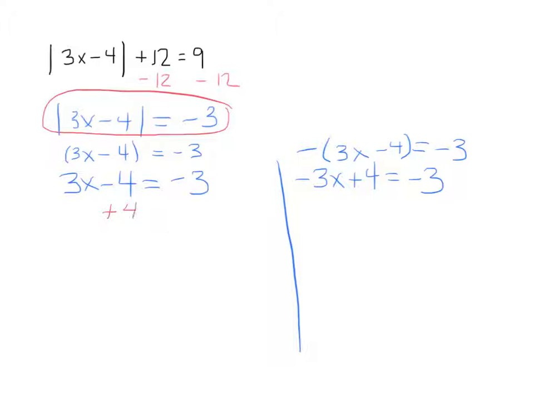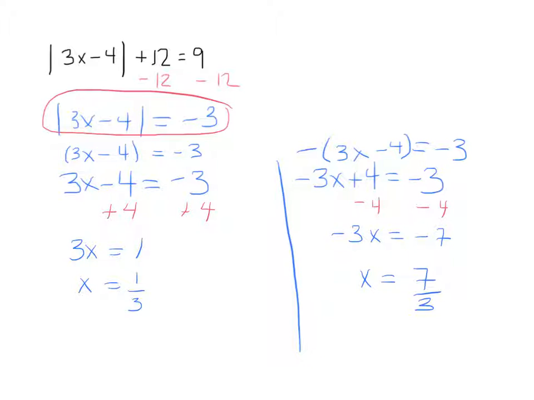Add 4, I get 3x equals 1, so x equals 1/3. That's one possible answer. And then on the other side, I'll subtract 4. Excuse me, I get negative 3x equals negative 7. And then x equals 7/3 when I divide both sides by negative 3. So 1/3 and 7/3.